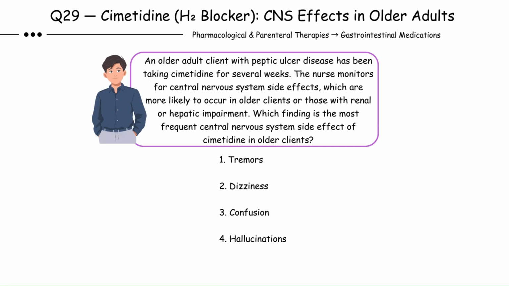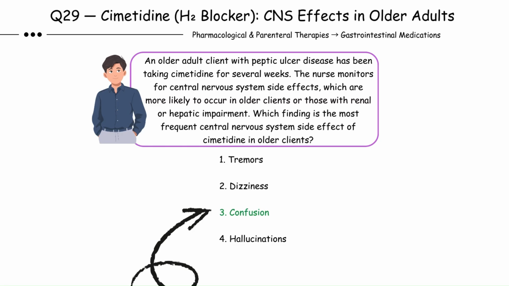Let's look at the options. Option 1, tremors. Option 2, dizziness. Option 3, confusion. Option 4, hallucinations. Take a moment. Think about which effect older adults experience most often. The correct answer is option 3, confusion.